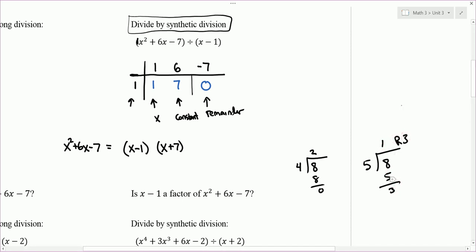So if your remainder is not 0, what you're dividing by is not a factor. But if your remainder is 0, then it is a factor. And in this problem, we divided x squared plus 6x minus 7 by x minus 1, and our remainder is 0. So we're going to say yes, because our remainder equals 0.